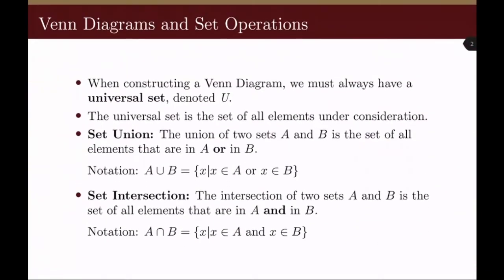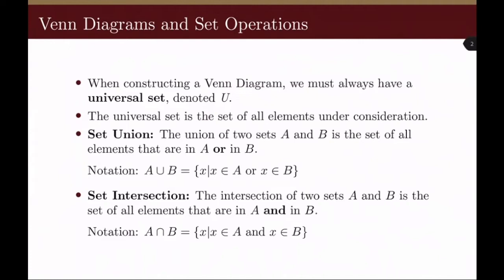So first I'll talk about what is a Venn diagram and some set operations that we'll need to know. When constructing a Venn diagram, we must always have a universal set denoted U, similar to how we had a universal set in the last lecture. The universal set is the set of all elements under consideration. So our universe that we live in.